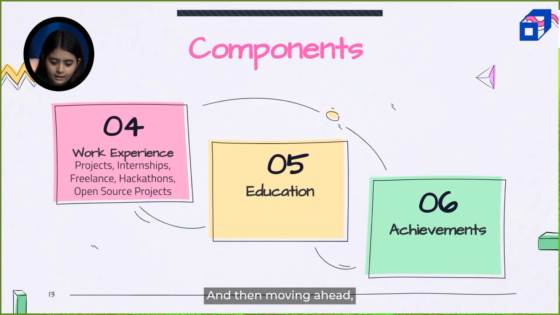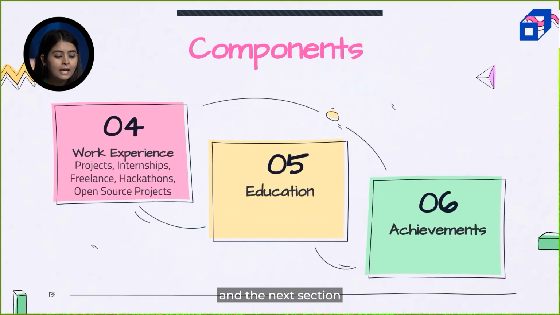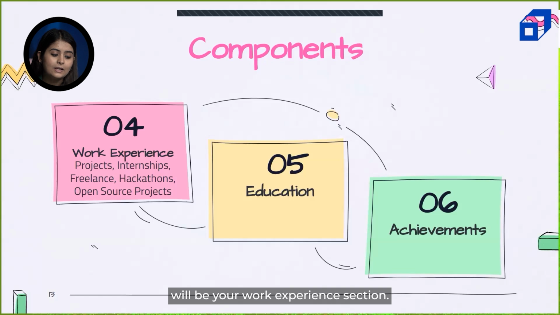And then moving ahead, make sure you have a profile or about section. What you can do is put the section profile or about and write the summary of this after you have written the entire thing in the resume. This will be a kind of gist of what you have done, what's your expertise, or if you have got some good things, good scholarship in any domain, you have to mention those things in the profile or the about section. And the next section will be your work experience section.